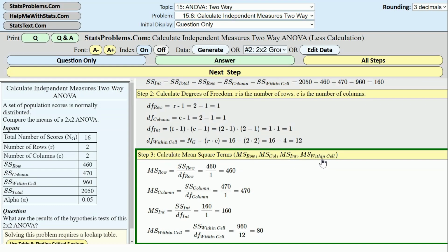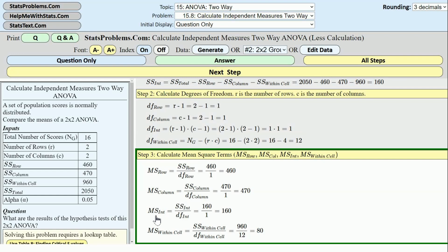In Step 3, we calculate the mean square terms, MS row, MS column, MS int and MS within cell. The mean square row, MS row, is equal to the sum of squares row, SS row, divided by the degrees of freedom row, df row. In this example, MS row equals 460 divided by 1, which works out to 460. The mean square column, MS column, is equal to the sum of squares column, SS column, divided by the degrees of freedom column, df column. In this example, MS column equals 470 divided by 1, which works out to 470.